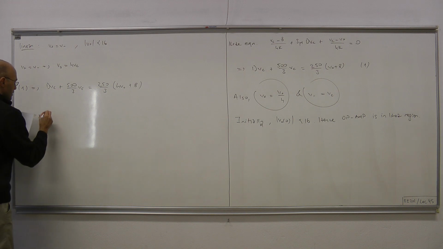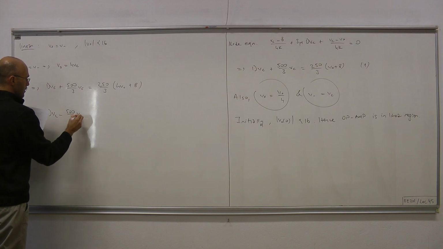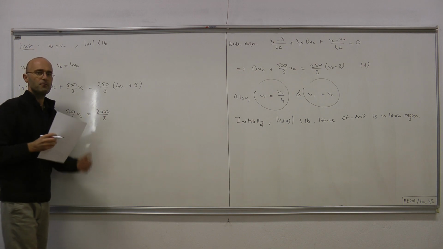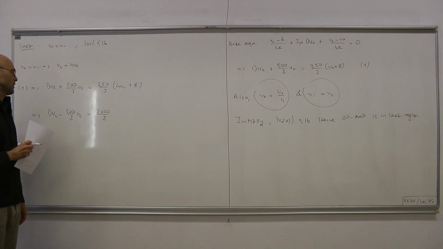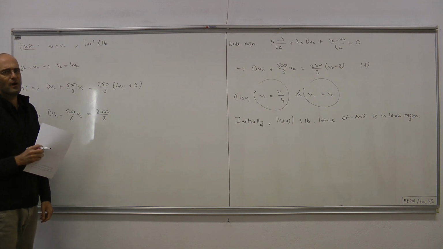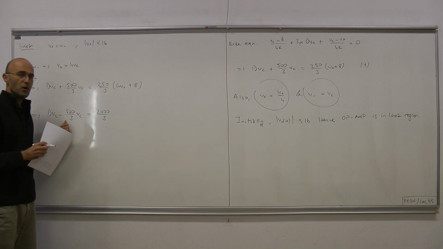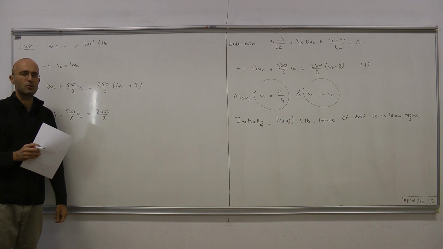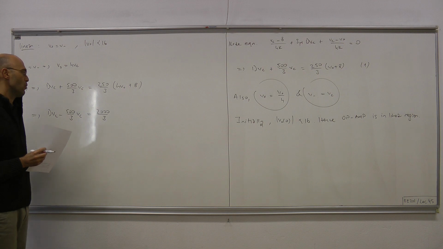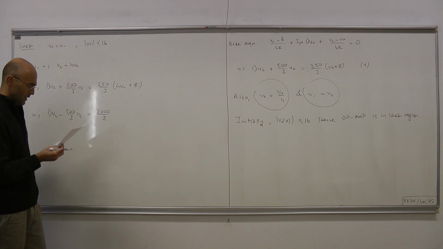Reorganizing the terms yields dVC minus 500 over 3 VC equals 2000 over 3. A first order differential equation, non-homogeneous, with a constant right hand side. Now that natural frequency is positive, okay, it's at plus 500 over 3. That's because we are dealing with an active component, namely op-amp. So it's easy to write the solution of this equation.